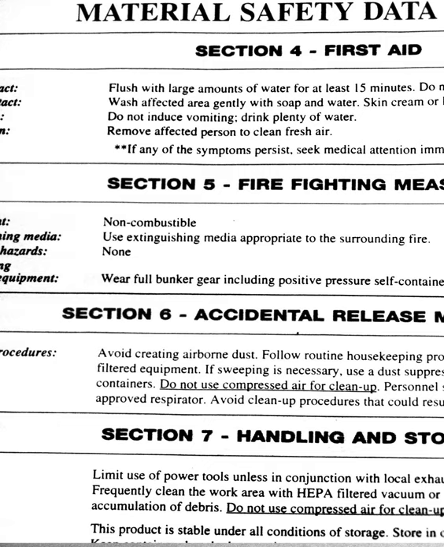Section 14. Transport information. 14.1. UN number. 14.2. UN proper shipping name. 14.3. Transport hazard classes. 14.4. Packing group. 14.5. Environmental hazards. 14.6. Special precautions for user. 14.7. Transport in bulk according to Annex 2 of MARPOL 73/78 and the IBC code.